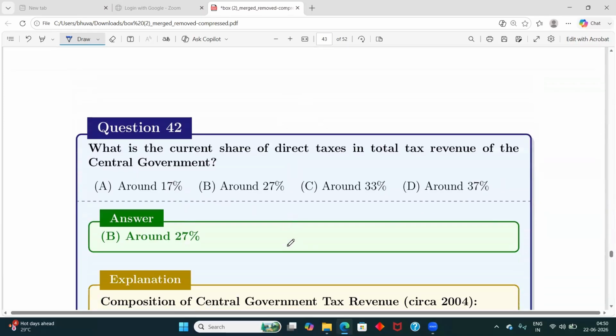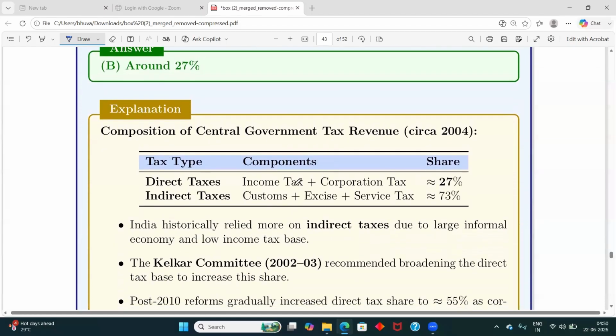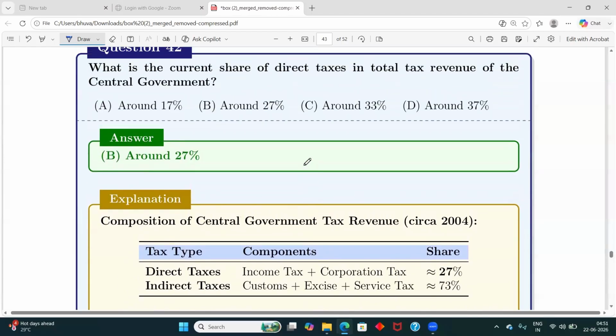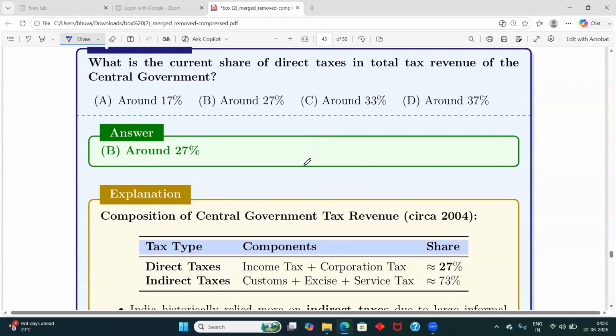Question number 42. What is the current share of direct taxes in total tax revenue of the central government? Around 17%, around 27%, around 33%, or around 37%. So, explanation: composition of central government tax revenue in 2004. Direct tax, comprising income tax and corporation tax, has a share of 27%, and indirect tax, comprising custom duties, excise duty and service tax, is 73%. So the correct option is B, around 27% direct tax share in total tax revenue.